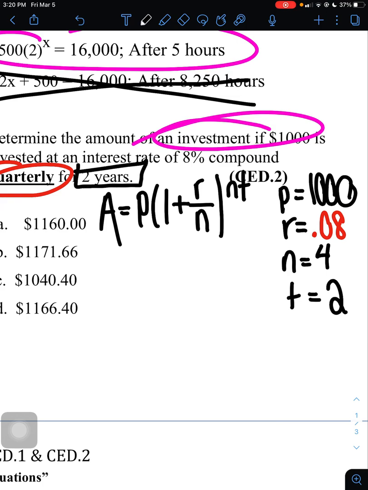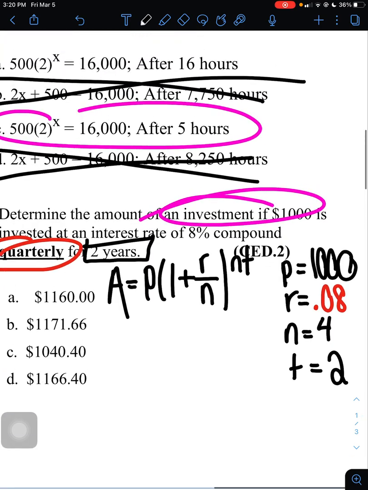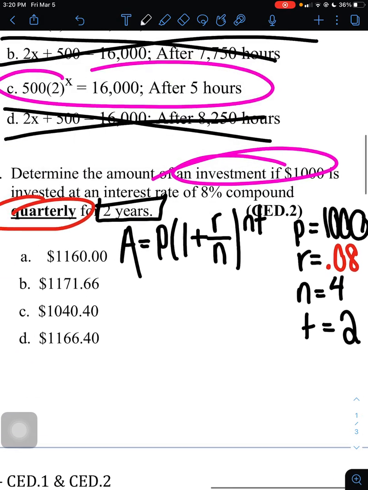And this is exactly like that question from the quiz review. I just changed the number from 1,000 to 2,000 on our review. So hopefully you guys were able to see that connection. So let me go ahead and plug in these numbers.